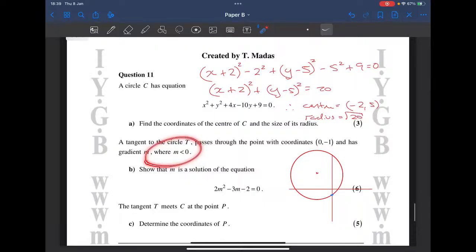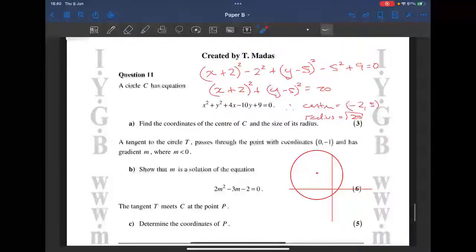Tangent to this passes through where m is negative. So something doesn't look quite right there, because this should be tangent to the circle, passes through the points. Okay, so that point doesn't have to be on the circle, ignore me. But we need to make sure that we are negative.